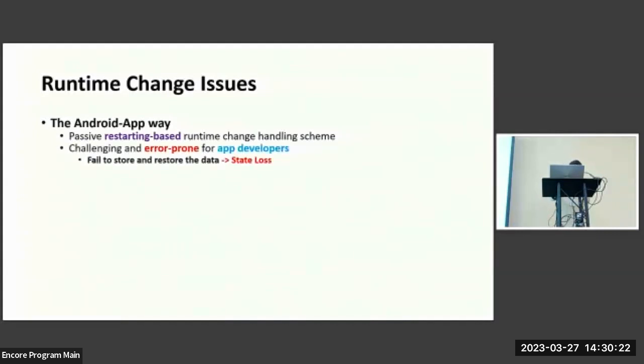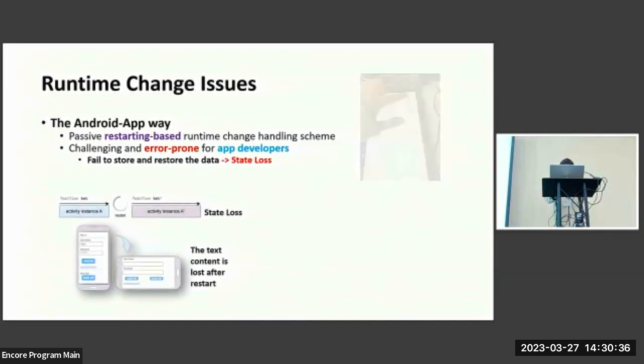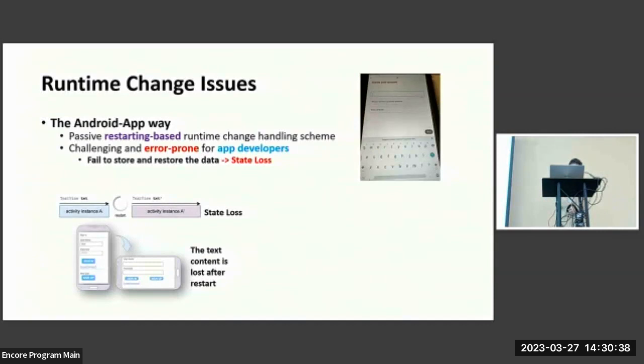And this causes a lot of problems and makes it challenging and error-prone for app developers. For example, if the app developer fails to store and restore the data when the runtime change happens, it will cause data loss. For example, when we enter the username and the phone number in Twitter and then rotate the screen, these fields will be lost.